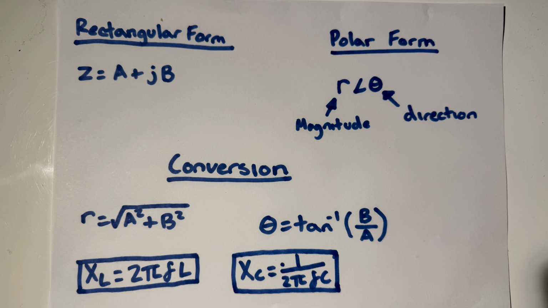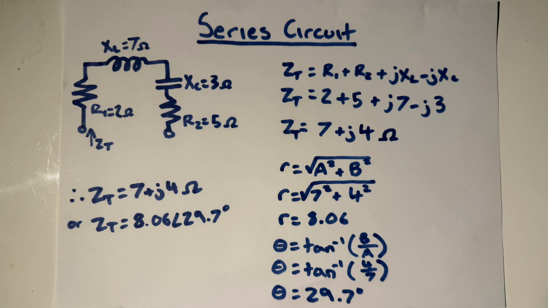Calculating inductive and capacitive reactance is as simple as following these two formulas at the bottom of the screen. As we can see, the reactance depends on the frequency. When dealing with series circuits, calculating the total impedance is as simple as taking the real and complex components and adding them together. Here, we can see that the total impedance is equal to 7 + j4 ohms. This is in the rectangular form, and in polar form it is expressed as 8.06 ohms at an angle of 29.7 degrees. On the right, we can see the process of how the polar form is found.